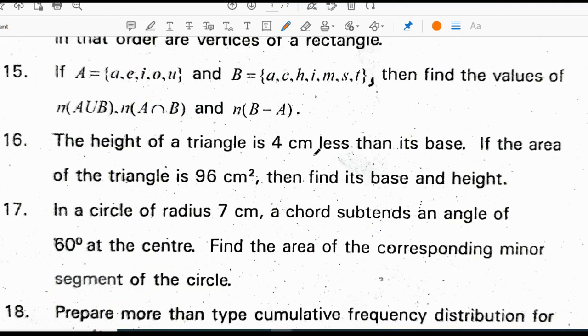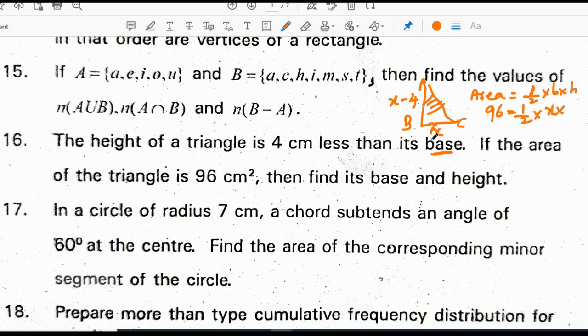The height of a triangle is 4 centimeters less than its base. If the area of the triangle is 96 centimeters square, then find the base and height. So this is the right angle triangle ABC, and we don't know the base. Let's take base as x. The height of the triangle is 4 centimeters less, so it will be x minus 4, and area is given as 96. We know the area of a triangle formula, which is half into base into height. So 96 is equal to half into base x, and height is x minus 4.